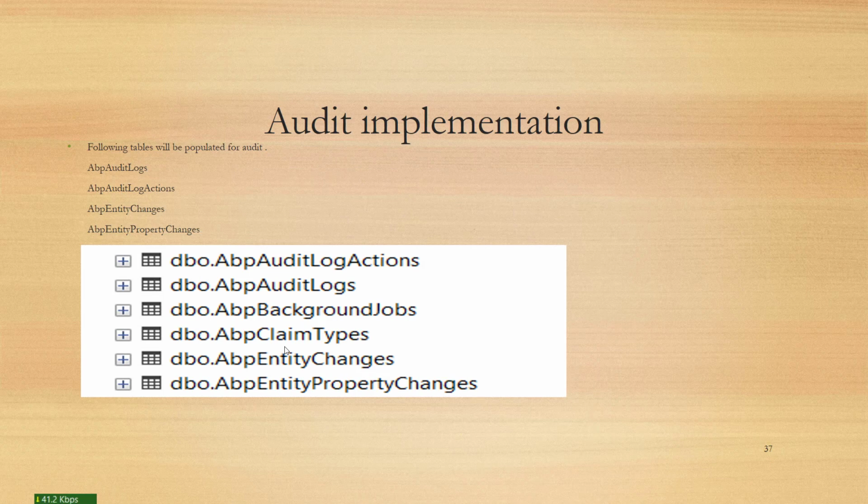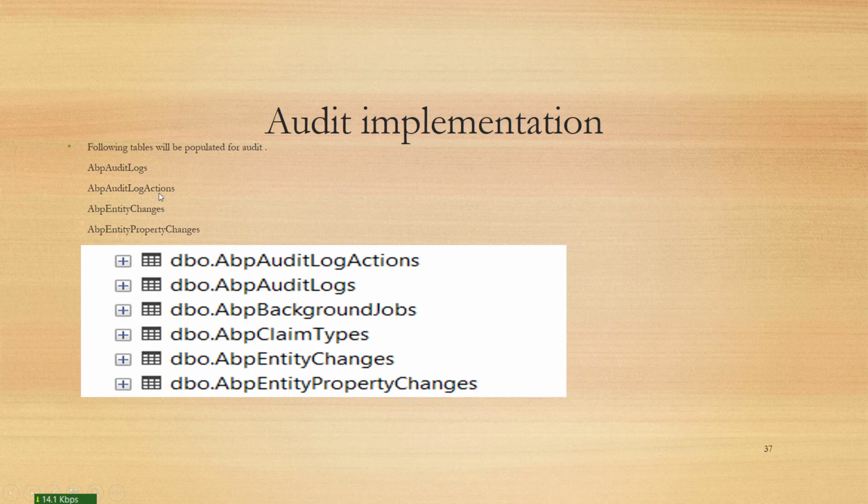So once those things are available, then we have these 4 tables available in the database: ABP audit log, ABP audit log action, ABP entity change, and ABP entity property change. I will let you know in the SQL as well. So these four tables are needed. Once our entities are being audited, these four tables would be populated in the database.